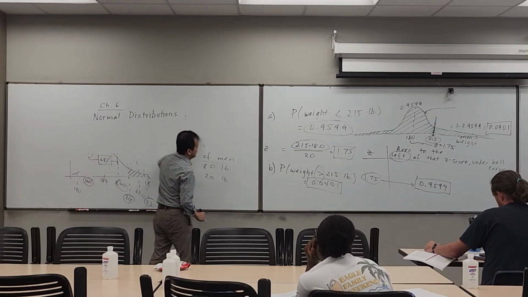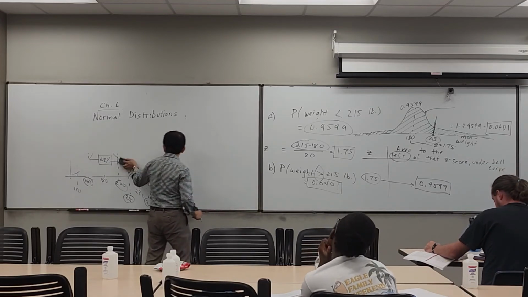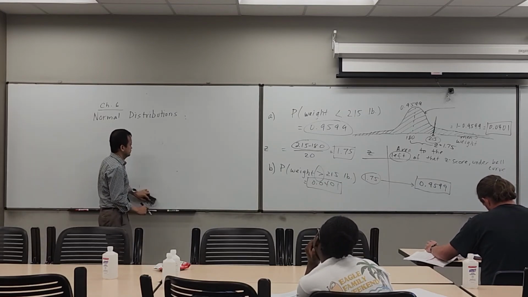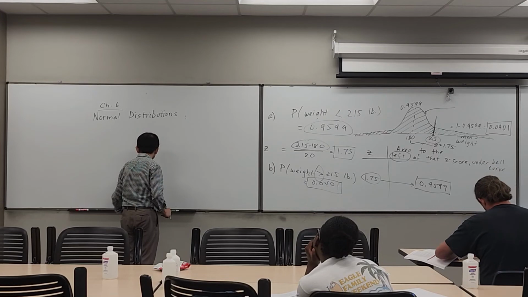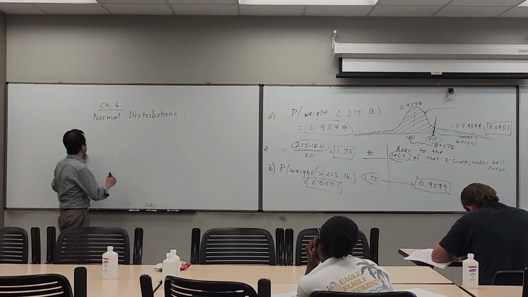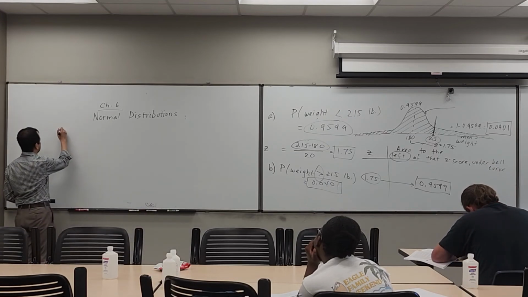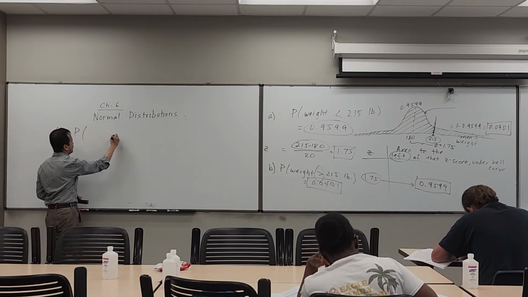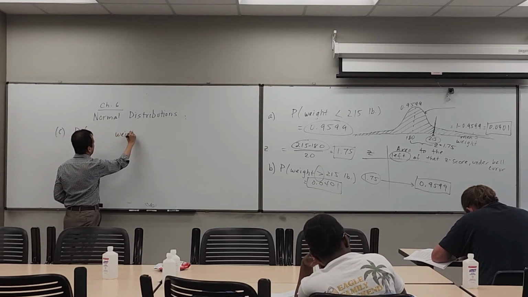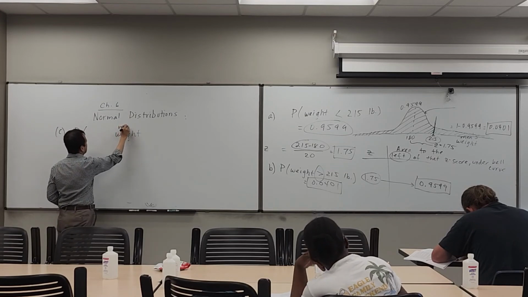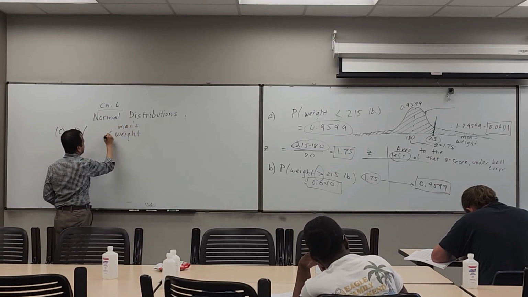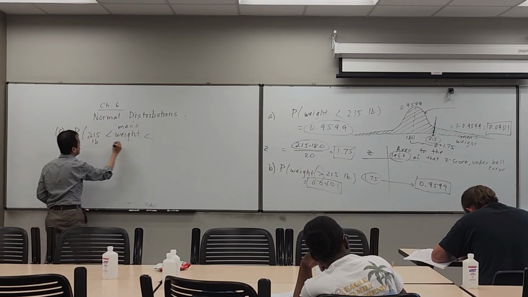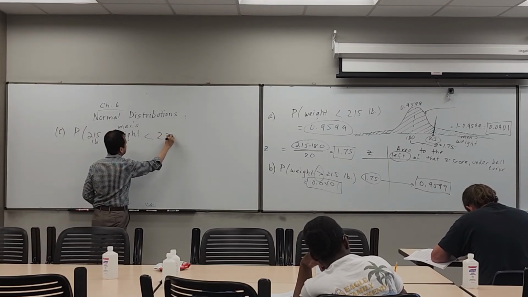Next related question. Let's say we wanted to find the probability that a man's weight was between two values. Let's say 215 pounds and 230 pounds.